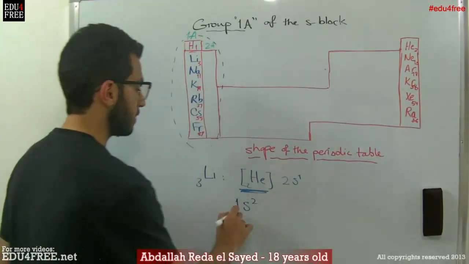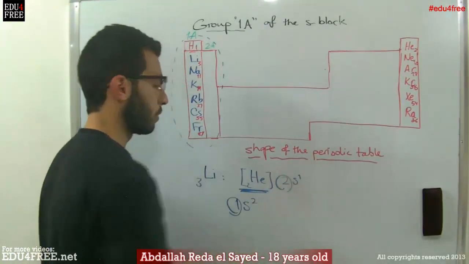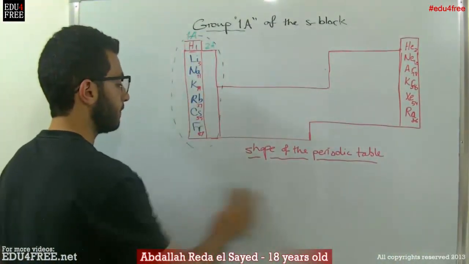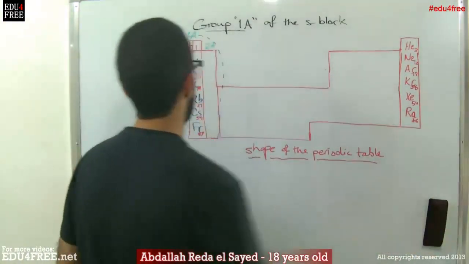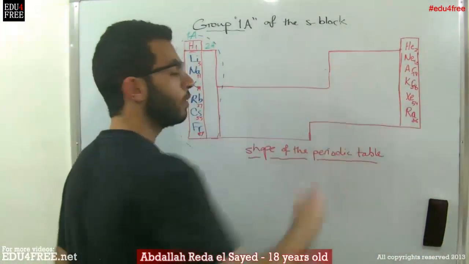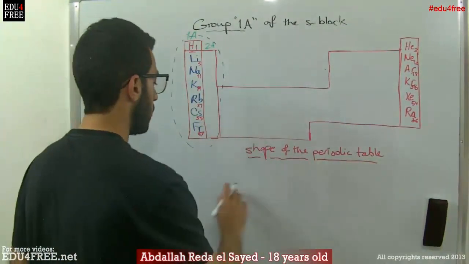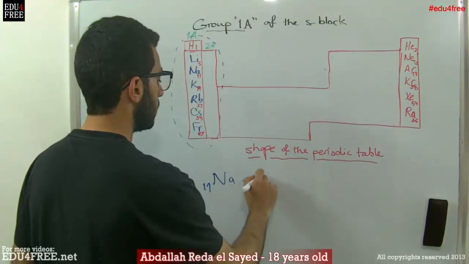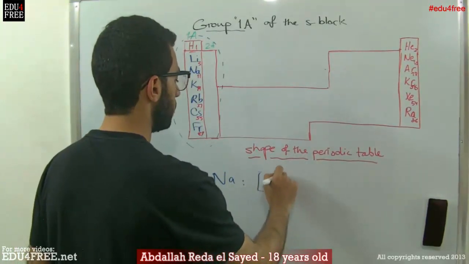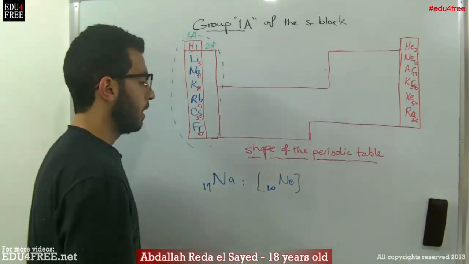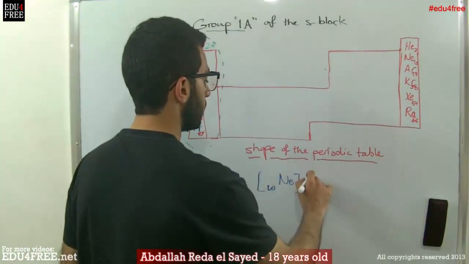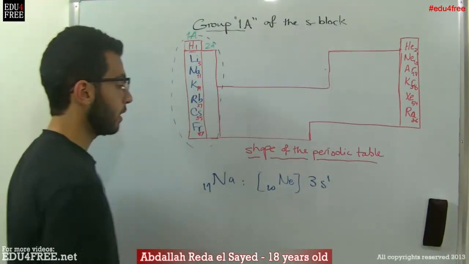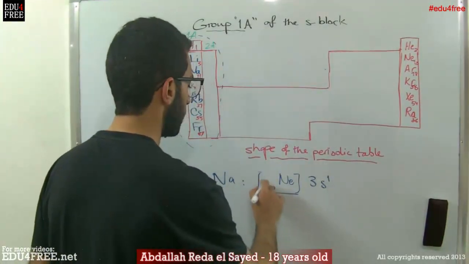Sodium, because this is the first orbital, then we go to the second orbital, of course. Let's see sodium. Sodium is the same as neon, but we add an extra electron. So sodium 11 is neon, and here we have a 3s1, because neon has 10 electrons.